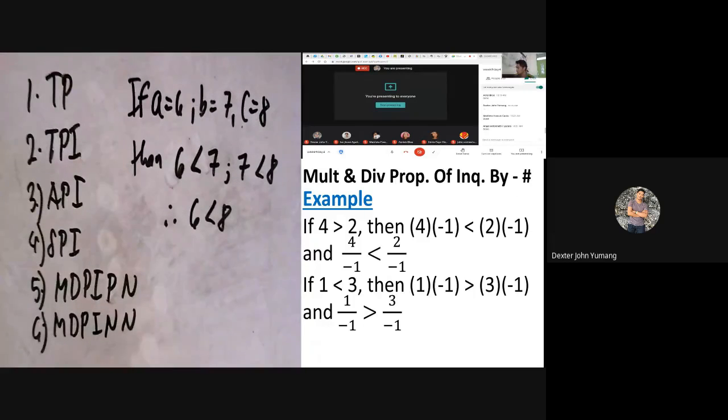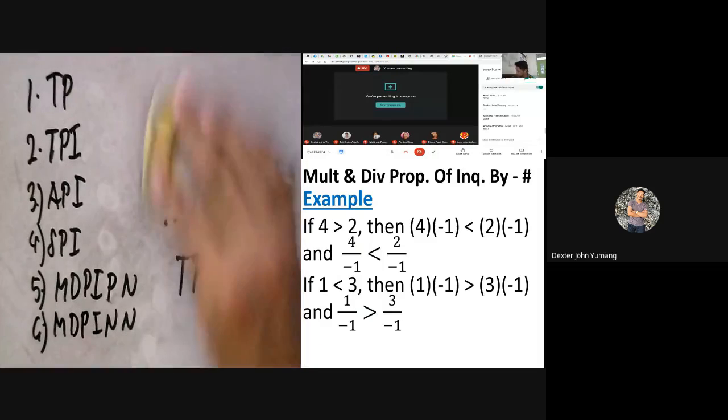TPI daw po. TPI. Adjeleo, kapag API, addition, kung anong i-add sa left side, i-add din sa right side. SPI, Angel, kung anong isa-subtract sa left side, yun din po isa-subtract sa right side. Angel, TPI, transitive nga ba tawag niyan? Let's find out. So, Pearl, TPI. So, TPI nga ba? The answer here is TPI, transitive property of inequality. Okay, next.